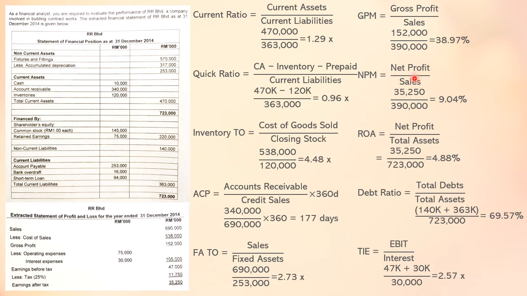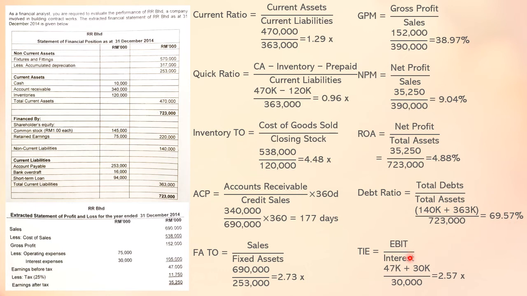For GPM and NPM, you take the gross profit and the net profit here, divide by sales. So you get 38.97% and 9.04%. For the ROA, you take the net profit here, you divide by total asset, which is 723,000. So you get 4.88%. For debt ratio, you take the total debt here meaning that non-current liability plus current liability. So 140,000 times 3 plus 360,000. You divide by total asset, which is 723,000. So you get 69.57%.